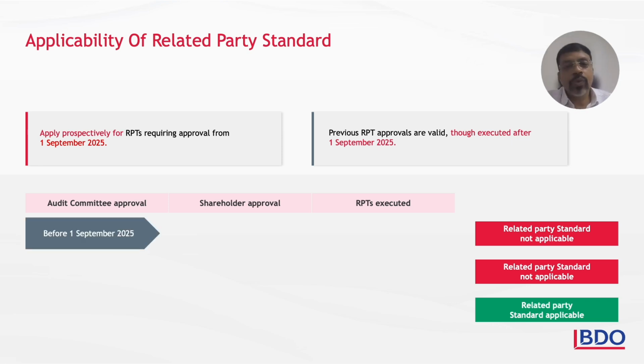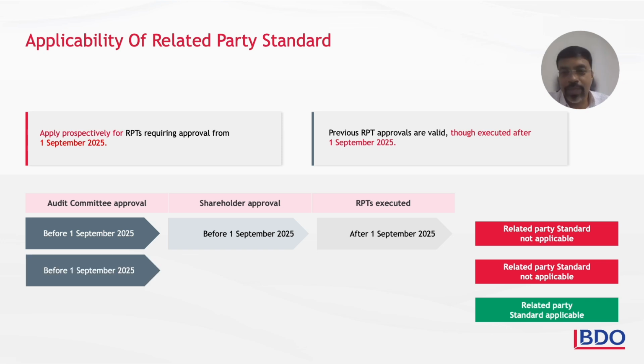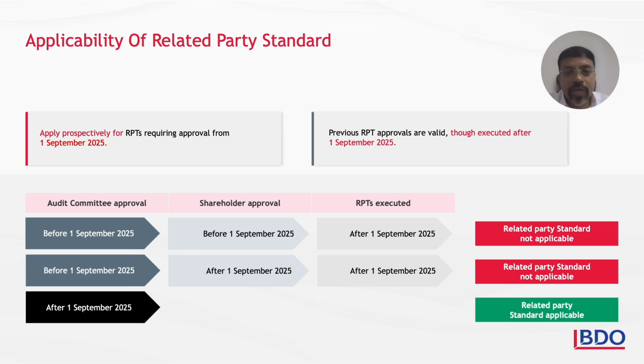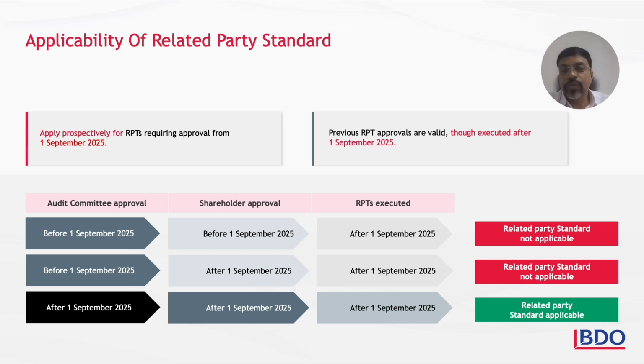Here, if you look at, if the audit committee's approval is available before 1st of September 25, shareholder has also approved before 1st of September, then the RPT transactions are executed after 1st of September 25, then the related party transaction standard is not applicable. And in case the audit committee approval is before 1st of September, but both the shareholder approval as well as the execution happens after 1st of September, still again, the new standards are not applicable. And when everything, the audit committee approval, shareholder approval, and the execution happens post 1st of September 2025, the related party transactions standard is triggered here.